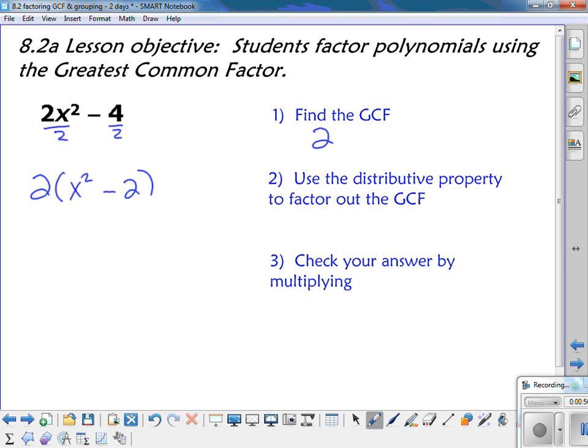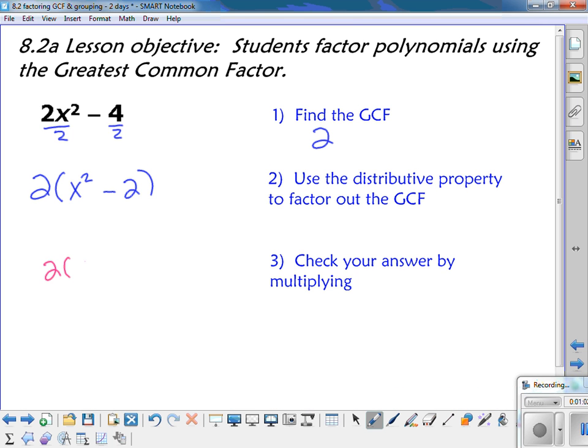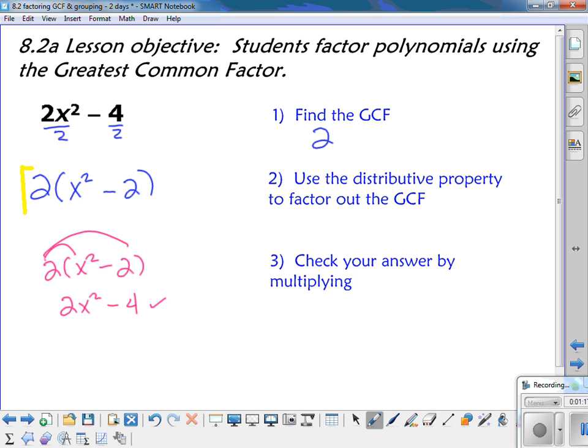And then you always want to check your answer to make sure that you did it right. So if I go back and I multiply, I should end up where I started. So 2 times x squared, I get 2x squared. 2 times negative 2, I get minus 4. And sure enough, that's what I started with. And so I know I factored it correctly. And my answer would be 2 times the quantity x squared minus 2. So we'll do some more examples of that.